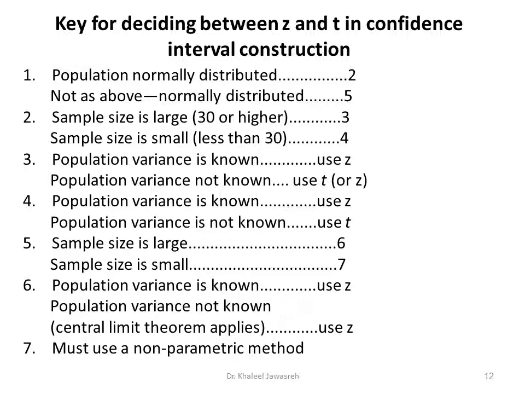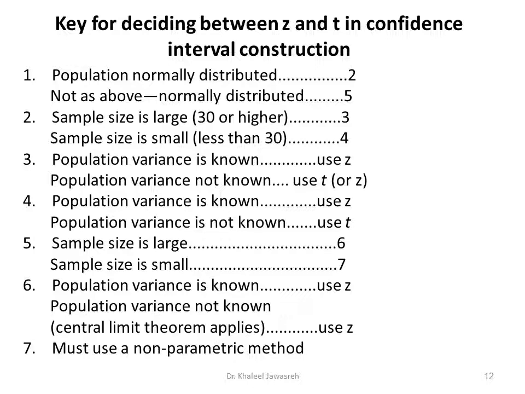Okay? If the population variance is known, use z, and if it is unknown, use t. When the sample size is large, you go directly to the population variance to see whether it is known. As you see, if the sample size is small, you must go to 7, which must be a non-parametric method. If it is large, go directly to test known or unknown variances. If it is known, use z, unknown, use t.